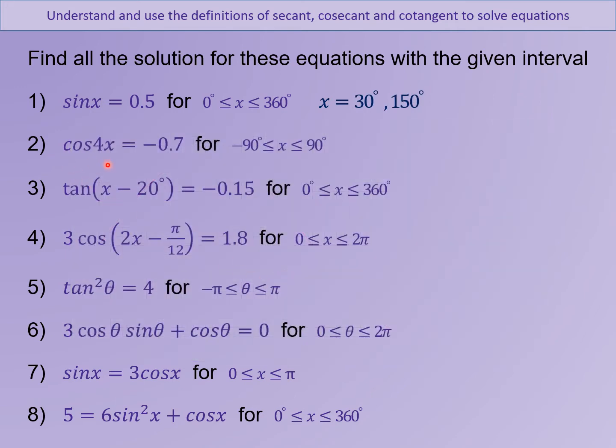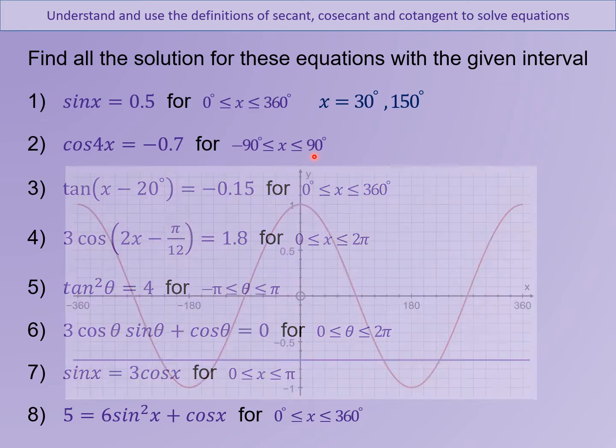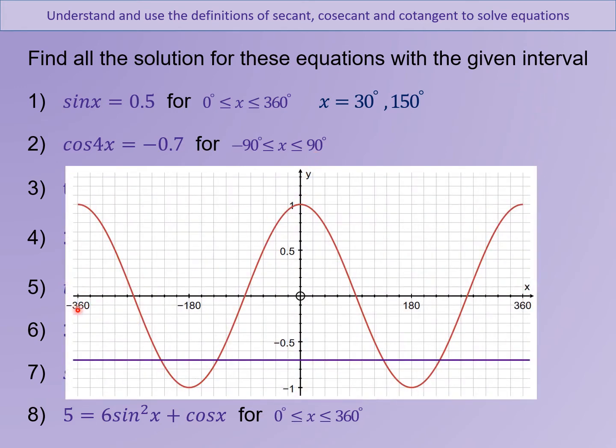cos 4x is minus 0.7. So the first thing you should do in these graphs is think, right, because I'm dealing with 4x, I need to change the domain. So instead of going from minus 90 to 90, I want to go to 4 lots of 90. So I'm going to be looking at the range minus 360 to 360. We're looking at 4 times the range.